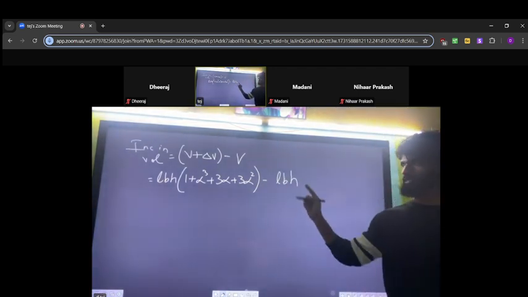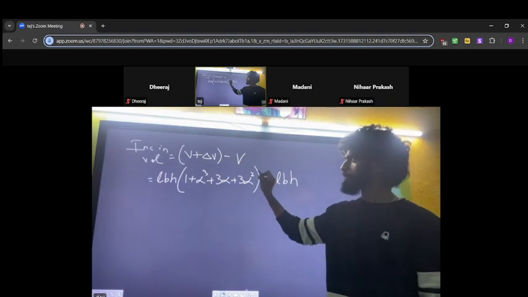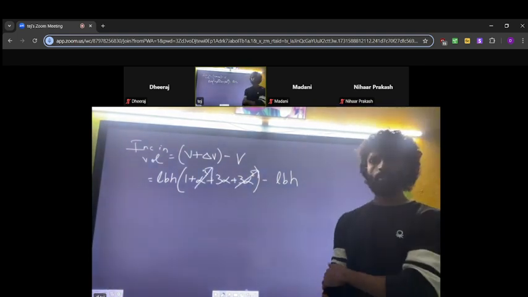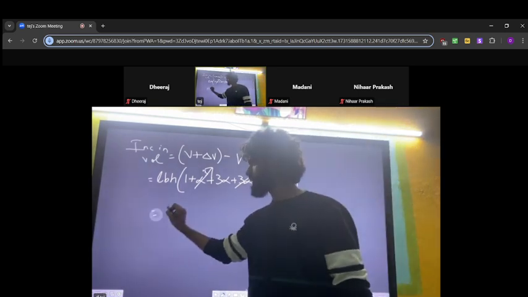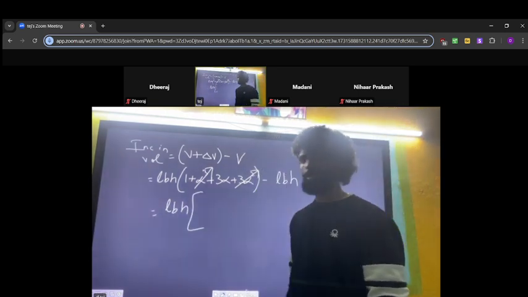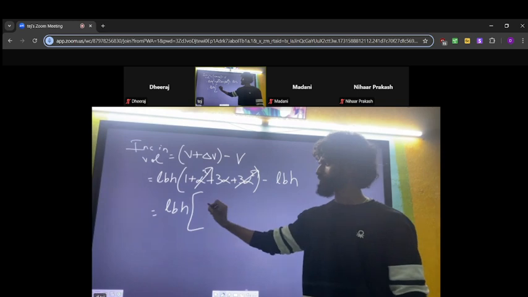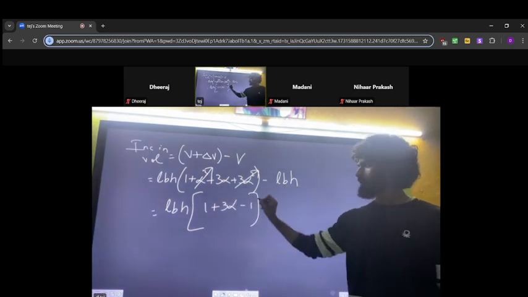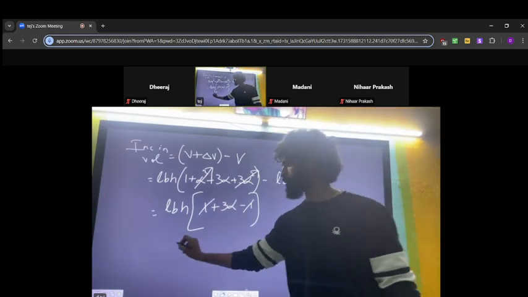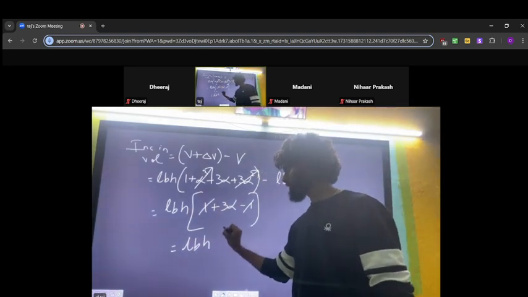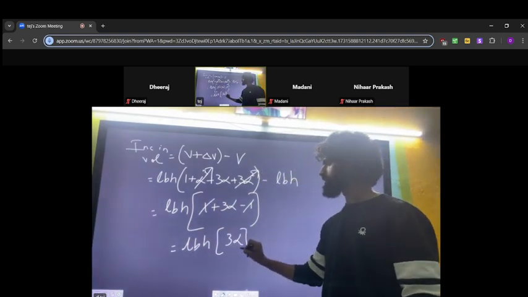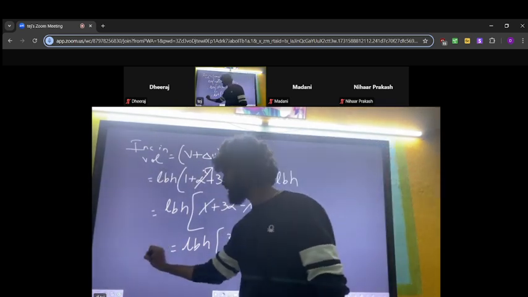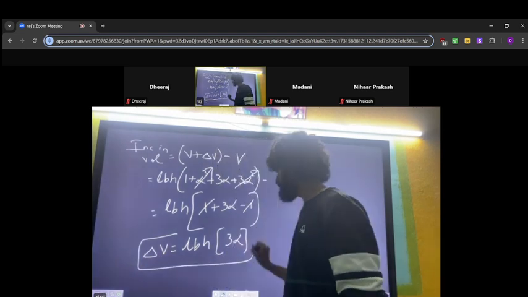Now I can see two brackets. I'm ignoring both of them. In both the brackets, I can see something common. I can see LBH common. So I take LBH common, take open bracket. After ignoring both of them, 1 plus 3 alpha remains, minus 1 happens here. The plus 1 and the minus 1 get cancelled. So it becomes LBH into 3 alpha only remains. This is the RHS. Left hand side says increase in volume. Increase meaning delta, volume meaning delta V. That's it. This is my answer.